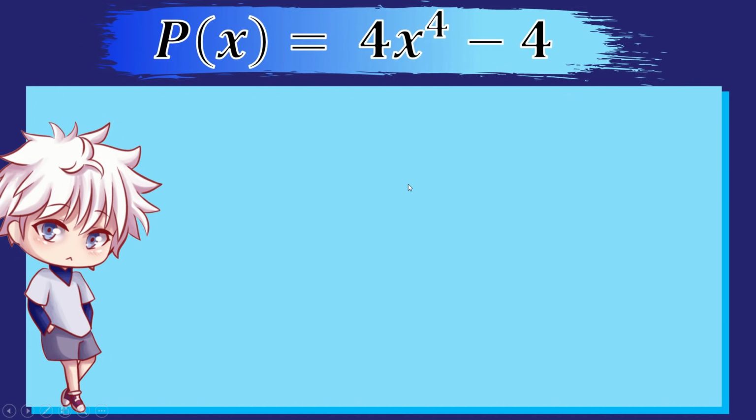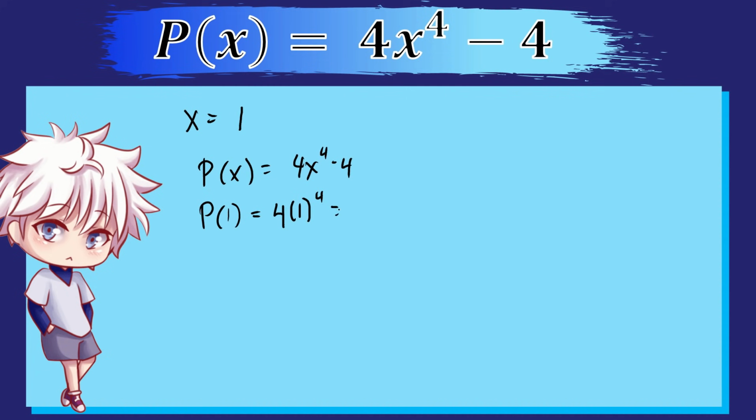So let's have the solution. Again, ano yung value ng x natin? X is equal to positive 1. Now, we have p of x is equal to 4x raised to 4 minus 4. Substitute na si positive 1. So p of 1 is equal to 4 times 1 raised to 4 minus 4.